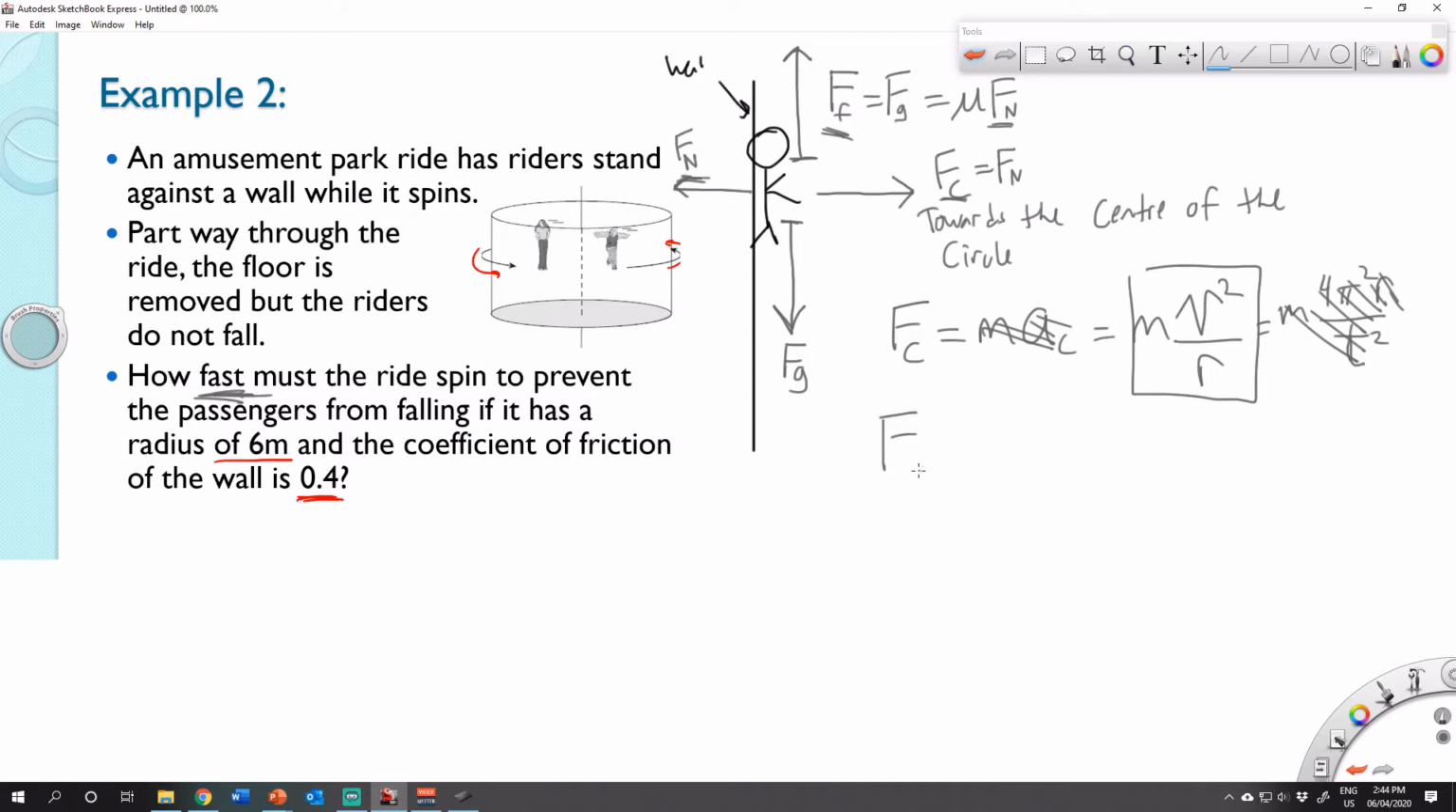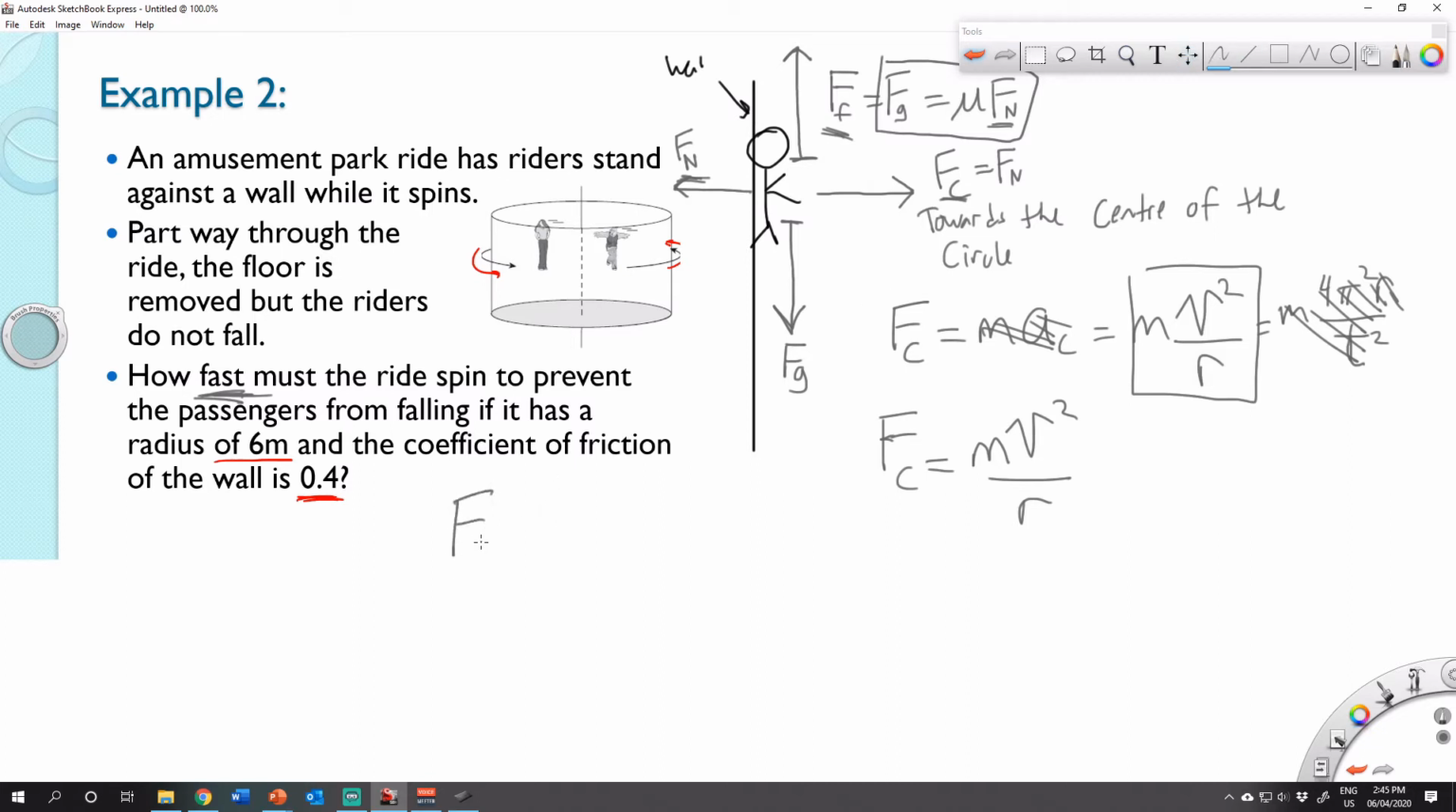So my centripetal force has to be mass times v squared over r. So that's my centripetal force. Okay. Now the centripetal force is equal to the normal force. But the key here is that this portion here must be true. So the coefficient of friction times normal force must equal the force of gravity of the rider, otherwise the rider is going to fall. So let's continue setting this up.